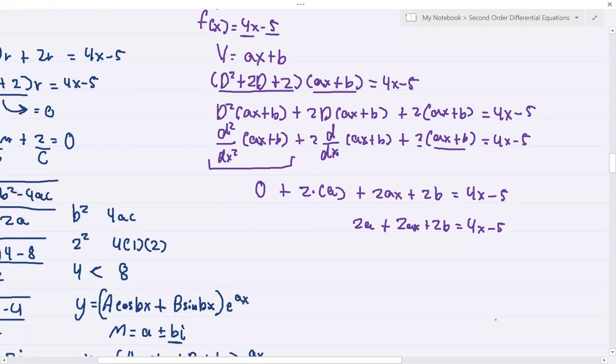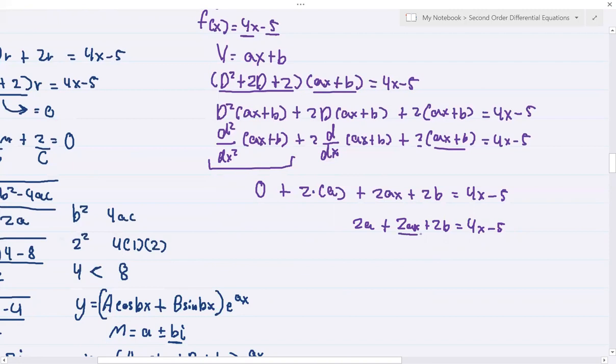Now, how can we find your a and your b? Since it is required for us to find your a and b, how will you find them once again? In this case, since this one is already simplified, we're going to equate the terms on the left and on the right side that are similar.